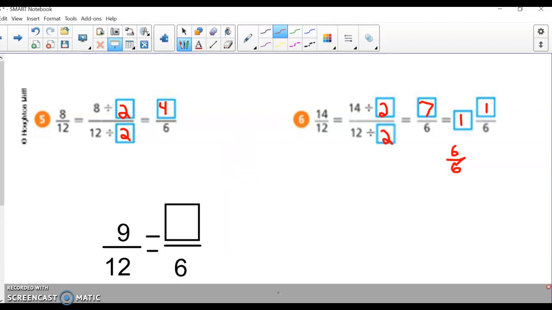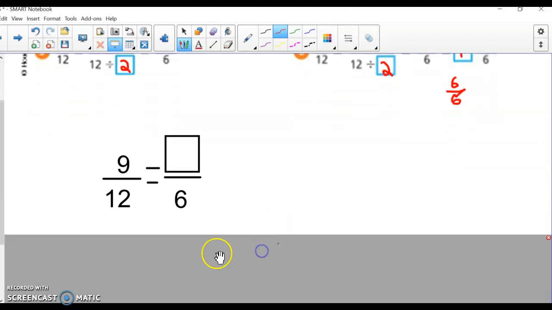All right, now let's try and do that with 9/12. Okay, that's easy. 12 divided by 2 got me to 6. 9 divided by 2, I don't know that. What times 2 gets me to 9? Well, 4 times 2 is 8. 5 times 2 is 10. Shoot, I can't do that. So one thing you got to be aware of is with division, when we're doing this, both the top and the bottom have to be divisible by that number.